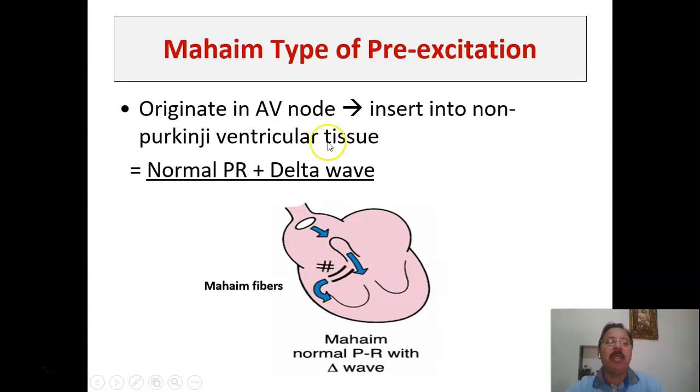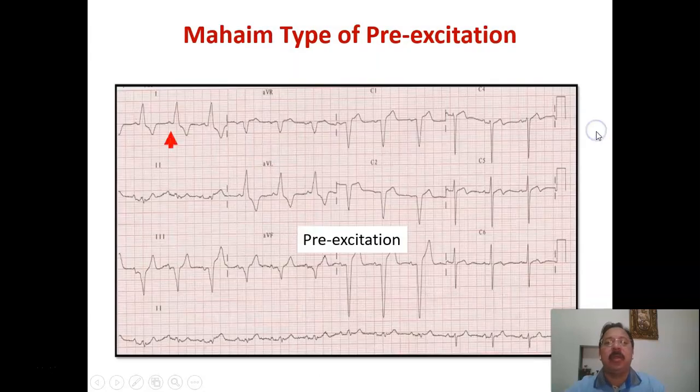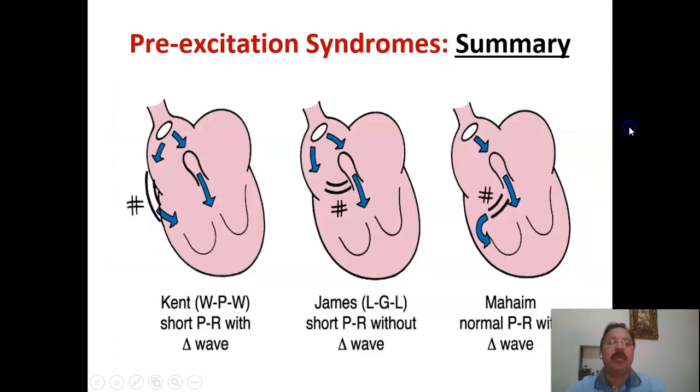So you will get the delta wave and a little bit wider QRS complexes. So in Mahaim fibers, you will get the normal PR interval as well as delta waves. Here, if you look, the normal PR interval and wide QRS complexes. So this might be a Mahaim type of pre-excitation syndrome. Normal PR and delta wave.